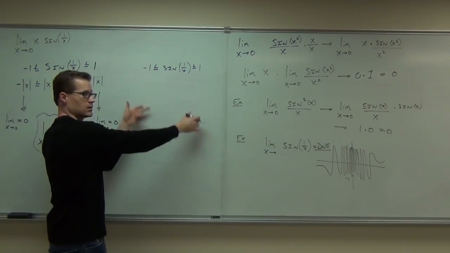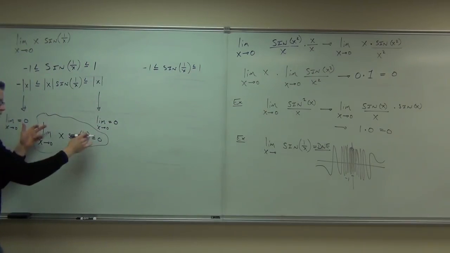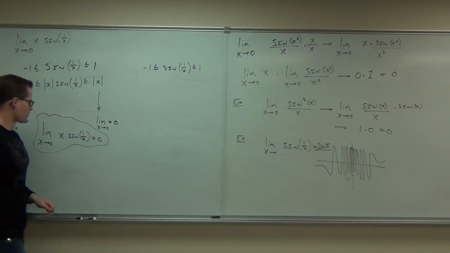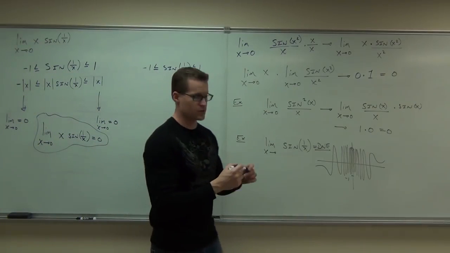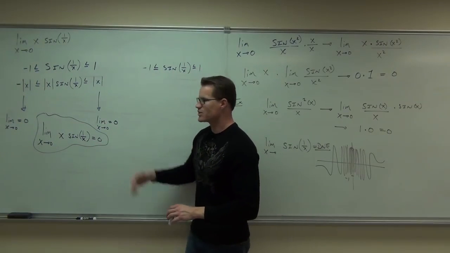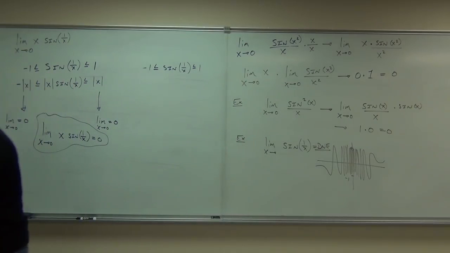It fails here. It doesn't work here. It works here. This is another one that we can use. The limit of x sine 1 over x does exist. It actually equals 0. It's an interesting thing, just by having that x in there.